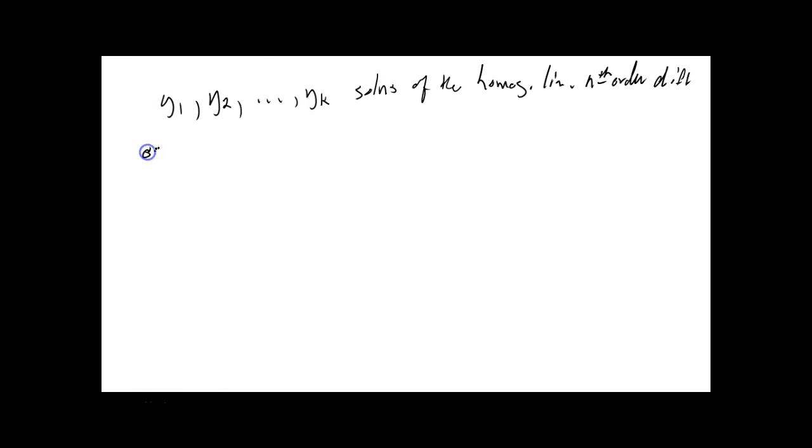If we have a bunch of solutions, y1, y2, and on up to yk, y sub k, and these are all solutions of the homogeneous linear nth order differential equation. And that would be that first one we did at the beginning of this subsection, the one they numbered 6, on some interval I.